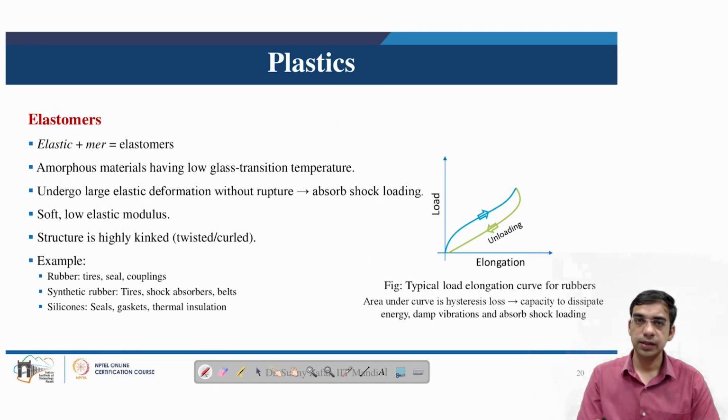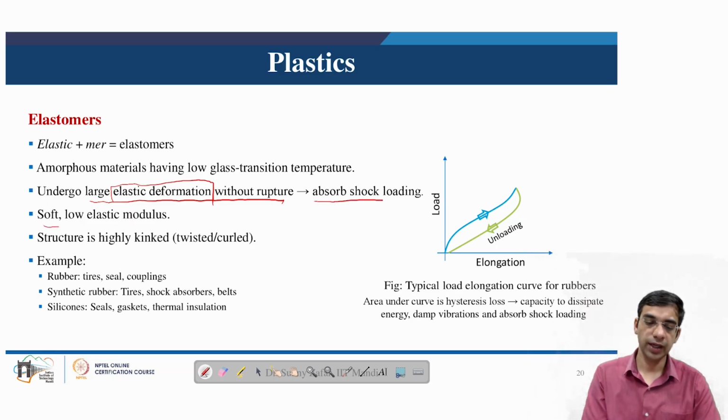The next category of plastics is elastomers. Elastomers are elastic polymers, meaning they have large strain upon application of small forces. These are amorphous materials with a low glass transition temperature. They exhibit large strain and are therefore able to undergo large elastic deformation without rupture. Elastic deformation here means that upon removal of load, they regain their original shape. Given this unique property, they have the ability to absorb shock loading.